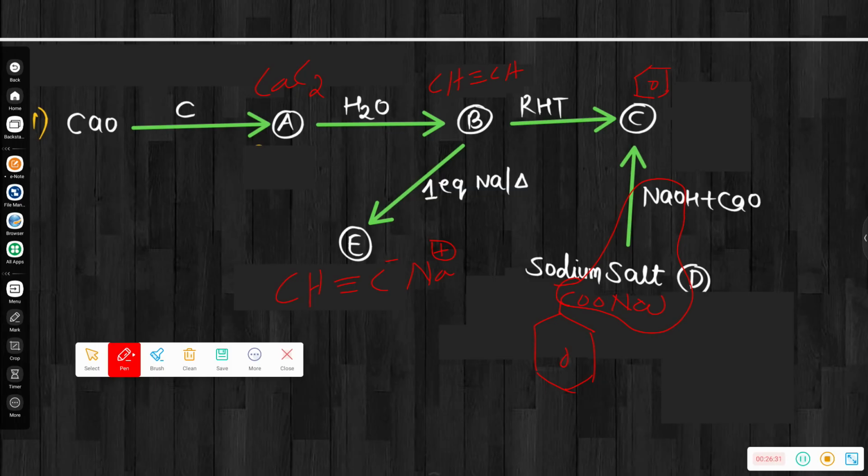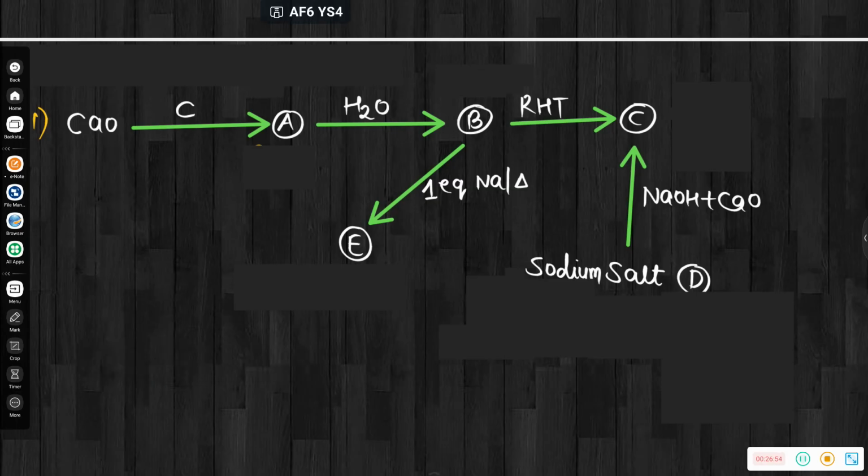Soda lime means what? Those are the Kolbe electrolysis and the soda lime. Kolbe electrolysis means what? COOH removed, remaining one you keep. Soda lime means COOH removed, hydrogen attached. Yes, sir. Any doubt?